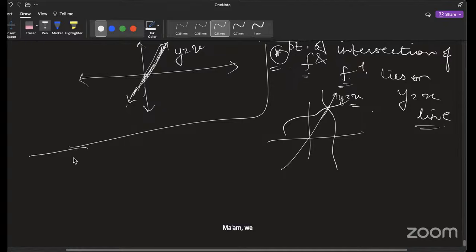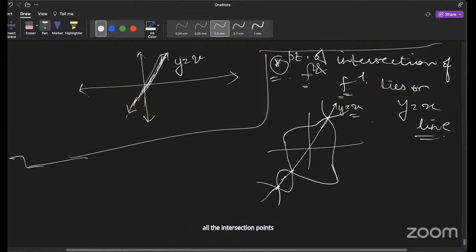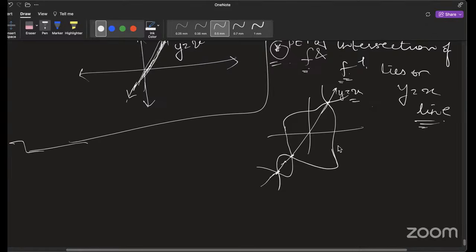Ma'am, do we always get only one intersection point? We can get more than one. We can have something like this. All the intersection points will lie on the line. Yeah, all the intersection points are going to lie on this line. And y equals x always passes through the origin, no?